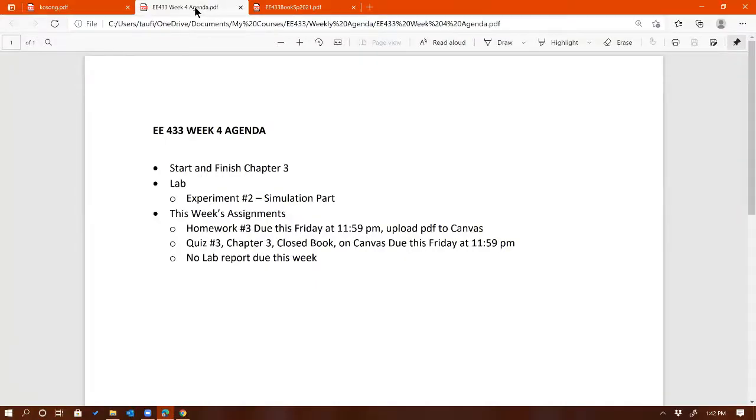This week's agenda: I'm planning to start chapter 3 today, and hopefully we'll finish chapter 3 this week. And then experiment number 2 starts today. There are 2 parts to experiment number 2, hardware and simulation. This week we'll do the simulation part first, and then next week we'll do the hardware.